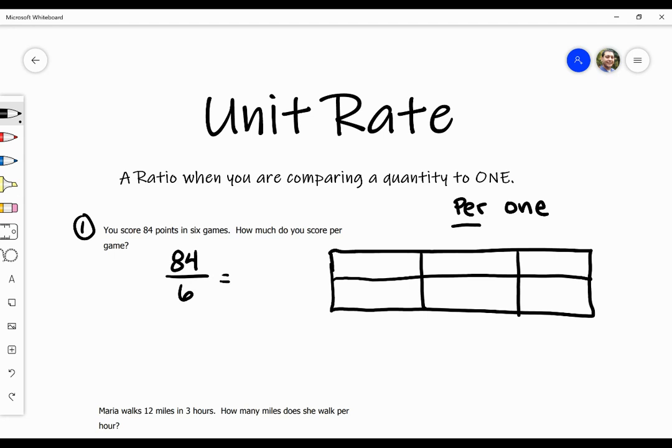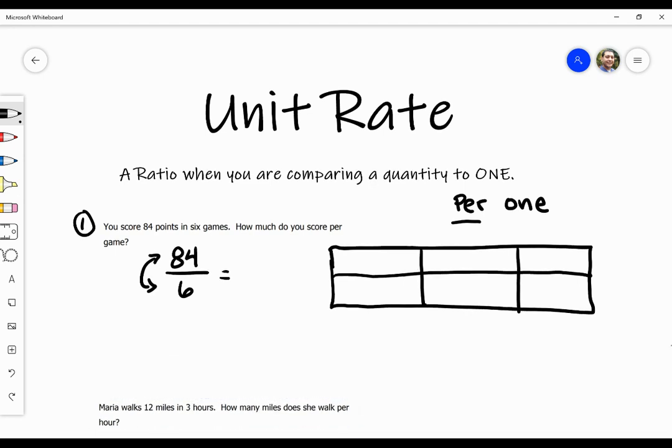And one way to not get this mixed up and switch these numbers, because I see that can be a common mistake that students make, is they will switch the numbers around. So the question we want to know in this unit rate is how many points per game do you score? So points per game, where the game is the second number.